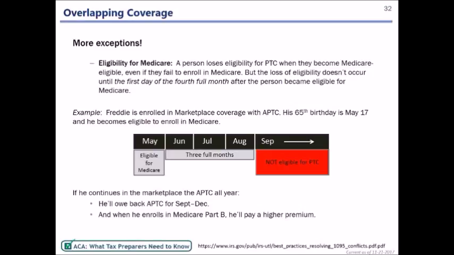And here's the example. Freddie is enrolled in marketplace coverage with APTC. His 65th birthday is May 17th, and he becomes eligible to enroll in Medicare. So if he continues in the marketplace with APTC all year, he's going to owe back September through December. So he became eligible in May, then we count out 3 full months, June, July, August, and the beginning of the fourth month, he is not eligible for premium tax credits anymore. So he would owe back APTC for September through December. And also, when he enrolls in Medicare Part B eventually, he's going to pay a higher premium because of the delayed enrollment.